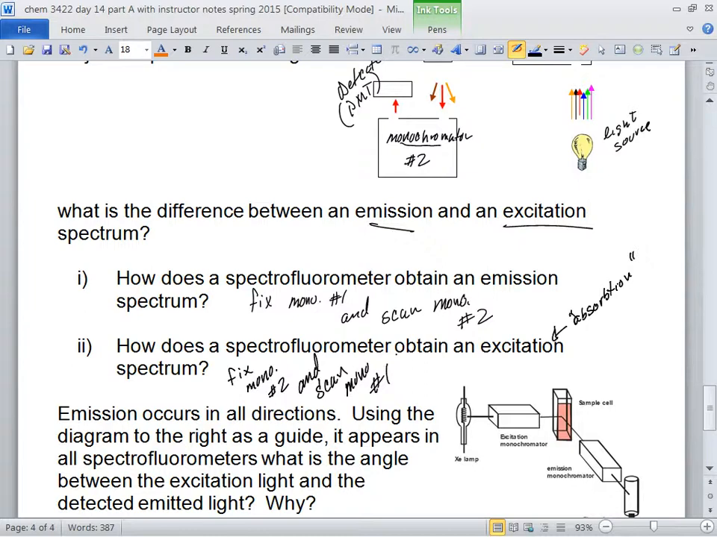Because you're not going to see any emission if it doesn't absorb. So that's all it does. It scans all the wavelengths, monochromator number 1 does. It excites it at all these wavelengths, and it's just sitting there at that one emission spectrum. Hey, when are you going to emit? And the stronger the emission, the stronger the absorption was. So you get an absorbance spectrum. So you get 2 for 1 with these kinds of instruments.